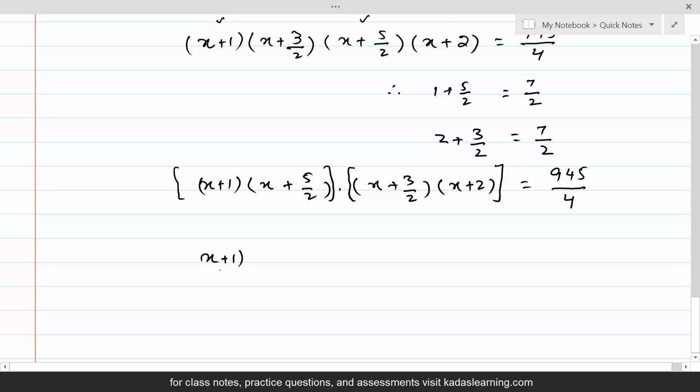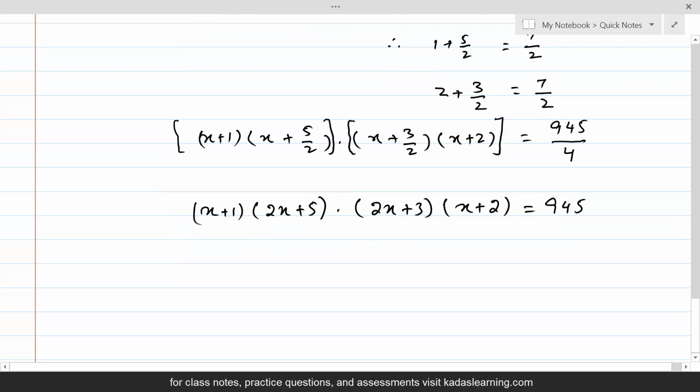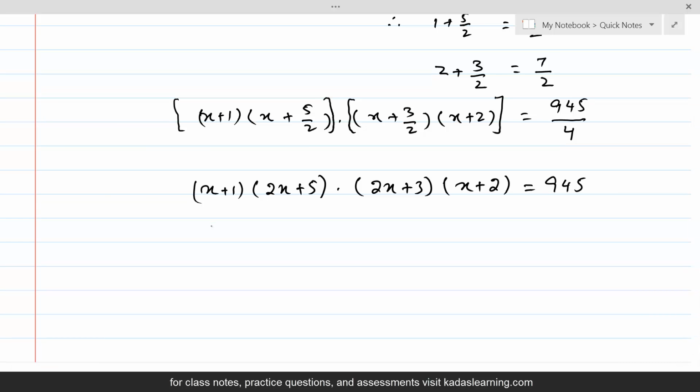this will give us (x + 1) into (2x + 5), and if we multiply 2 on this side here, this will give us (2x + 3) into (x + 2). This was divided and multiplied by 4 just to make sure that our groups are rightly grouped together. So 945, and the rest is obviously the same.